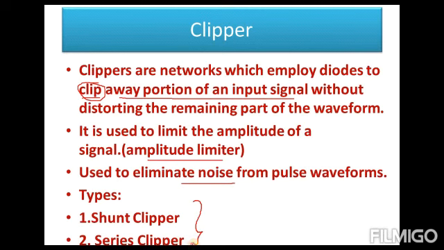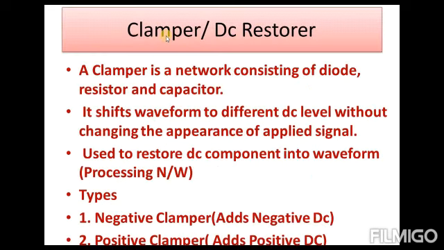There are two types of clippers available: shunt clipper and series clipper. Then clamper. What is meant by clamper? A clamper is also called a DC restorer.